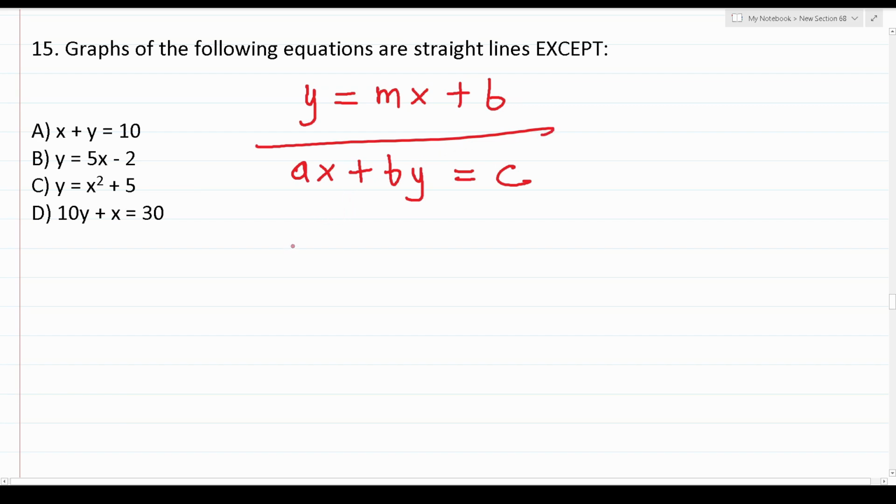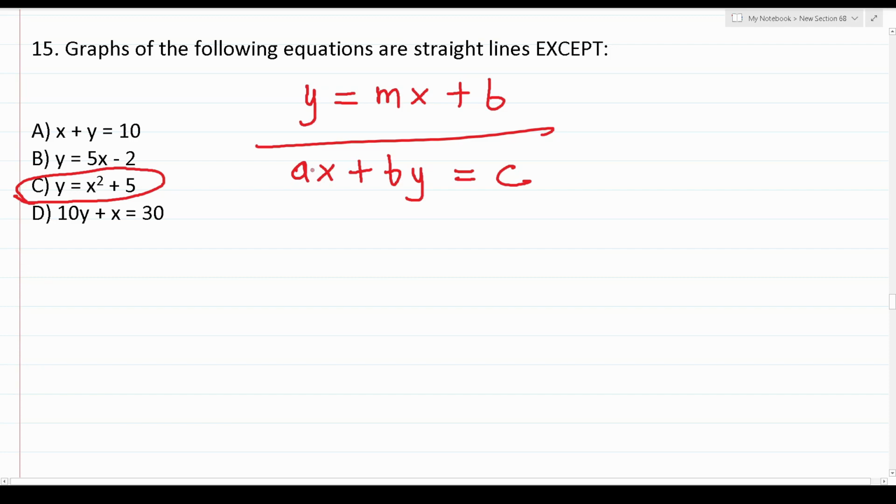And what do you notice about these equations? There's no power on this y, there's no power on this x. So any equation in which there's a power on x and y is not a straight line. So in light of that, we know this is not a straight line, whereas all the other ones have no powers on their x's and y's. So kind of a trick question, but nothing too difficult.